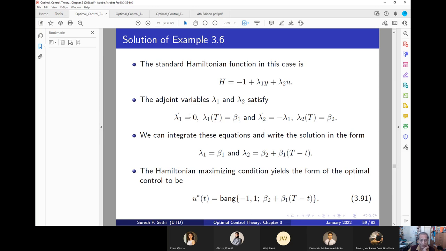Lambda one, lambda two satisfy. It's a fixed end point problem. So lambda one is a constant to be determined, and lambda two is a constant to be determined. Lambda two dot is minus lambda one. Lambda two t is beta two. And remember, all of this that I'm doing is we're taking the derivative of this Hamiltonian to get this, minus delta H over delta y gives you lambda 1, gives you minus lambda 1.